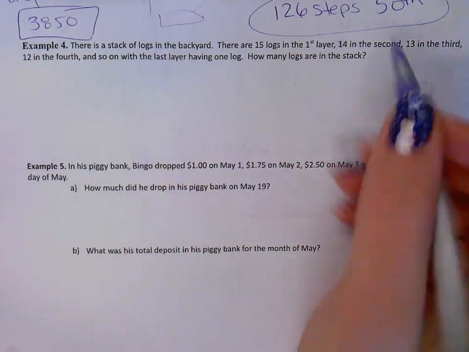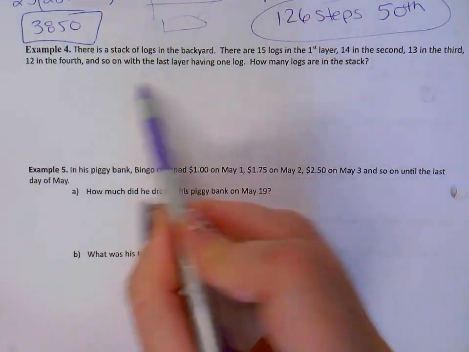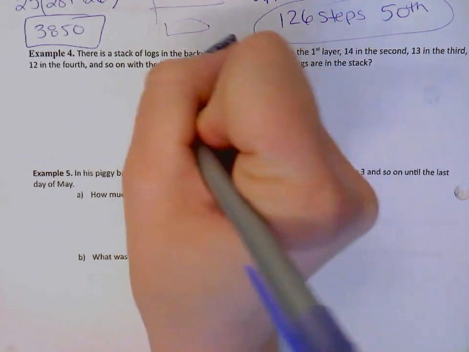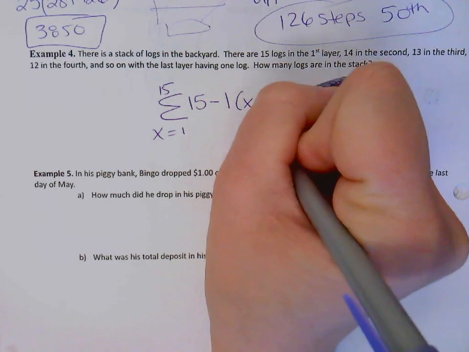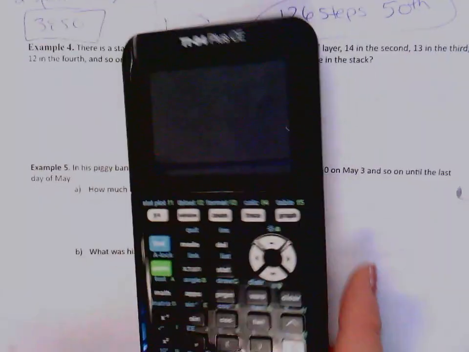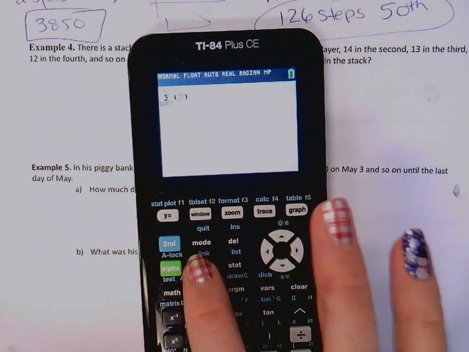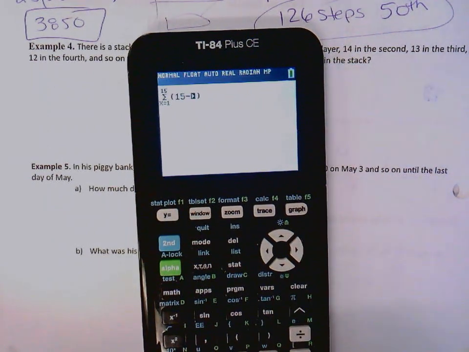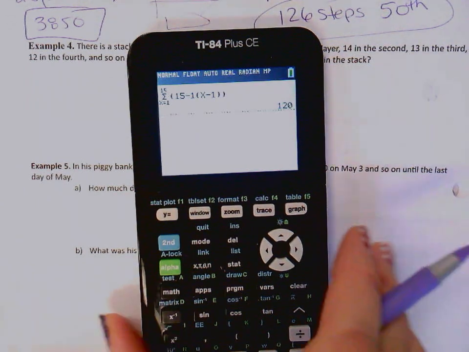So there are 15 in the first layer, then 14, then 13, and they want to know how many logs are in the stack. So you're doing the sum from n equals 1 to 15 of 15 minus 1 times n minus 1, right? So n goes from 1 to 15 of 15 minus 1 times n minus 1. Did you get 120 logs in the stack?